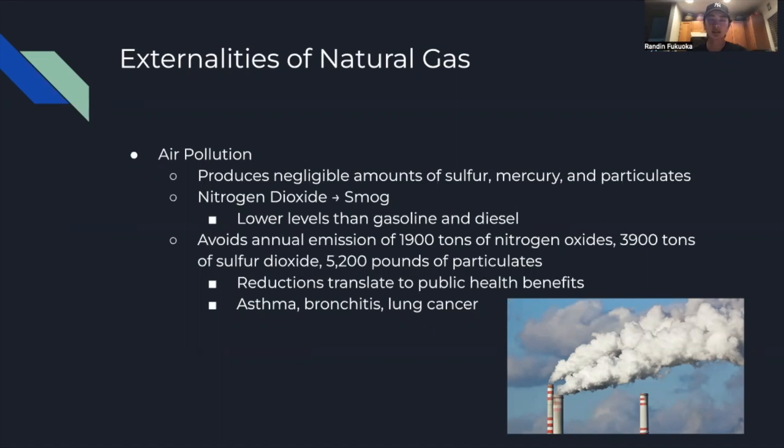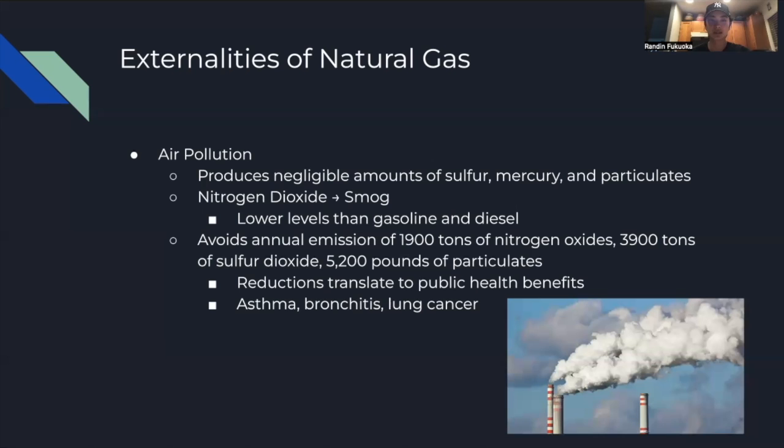So to continue the presentation, I would like to start off with discussing the externalities of natural gas. So the first one is air pollution. So the process of obtaining natural gas leads to, of course, emissions. And some of these include sulfur, mercury, and particulates, although these are very negligible amounts. One of the more important ones that I want to focus on is nitrogen dioxide. That leads to smog. However, compared to gasoline and diesel, these are all lower levels.